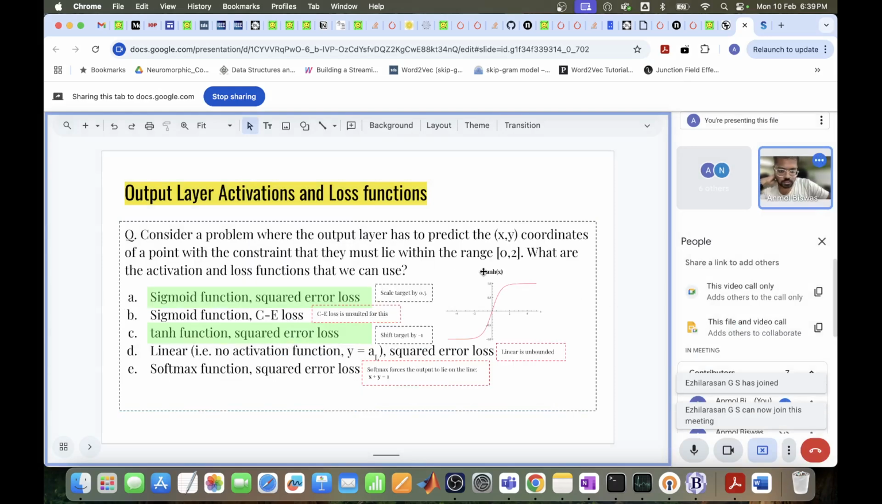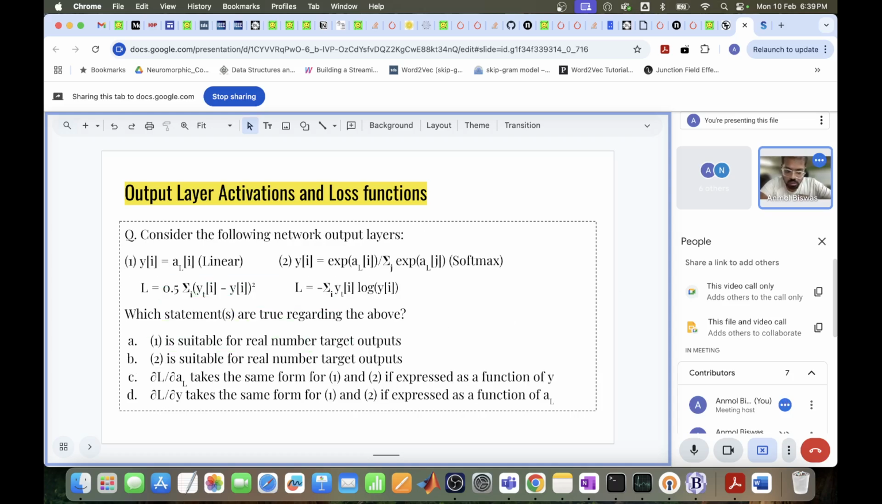Right. And like I said, with the bounded activation functions, you can either apply simple transformations to the output, or you can apply simple transformations to the target, right? You can scale the target by 0.5 to match it with the sigmoid output, and you can shift the target by -1 to match it with tanh, right? So that's something.